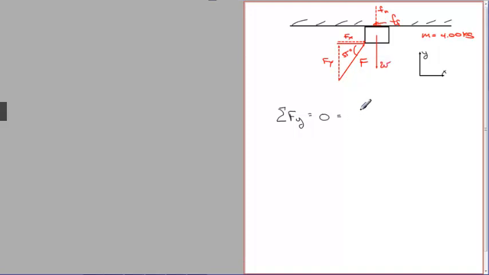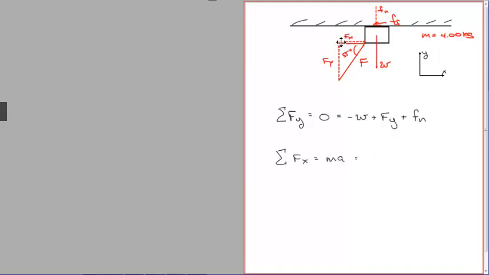So we have the weight, which is in the negative y direction. We have F sub y, which is in the positive y direction, this component. And then we have the normal force. Then we have the sum of the forces in the x. Well, it can move in the x direction. So we have mass times acceleration, and the forces in the x direction.